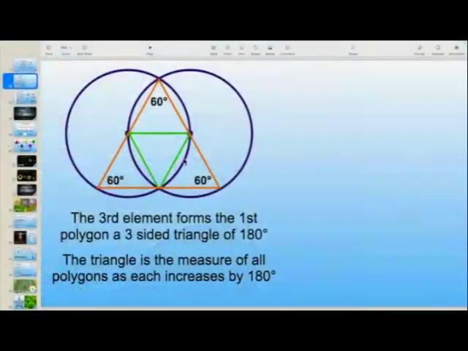So, the power of the third element keeps expressing itself more and more as we discover that it also forms the first polygon, a 3-sided triangle. A polygon is a geometry drawn on a flat plane that is made up of 3 or more straight lines. The number of degrees inside every triangle adds up to 180 degrees, regardless of its shape. Long or short, skinny or fat, every polygon with 3 sides has interior angles that equal 180 degrees, and it becomes the base measure for all other polygons. In other words, if we add 180 degrees to a triangle, we get 360 degrees.